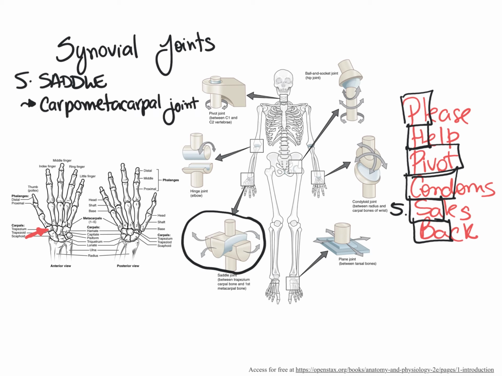And the movement that we find in the saddle synovial joint is the same movements we found in the condyloid joint, which is flexion and extension, abduction and adduction. Consequently, the type of movement we find in a saddle synovial joint is biaxial, which means that the saddle synovial joint falls into the biaxial joints category.